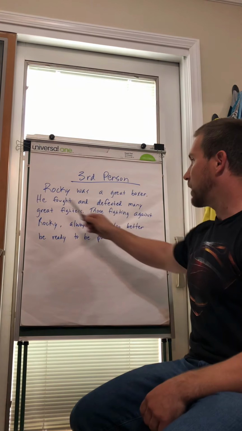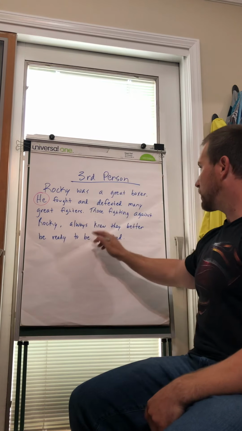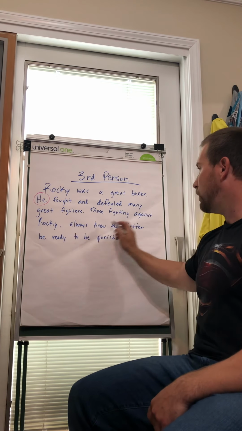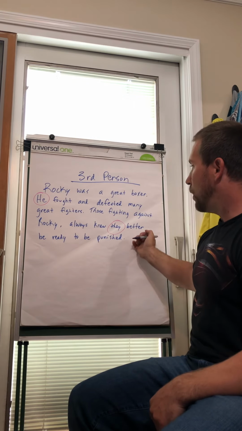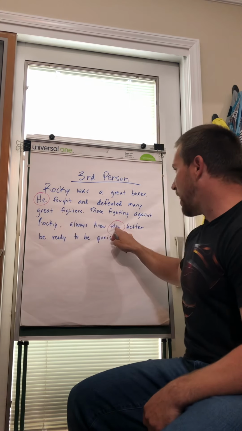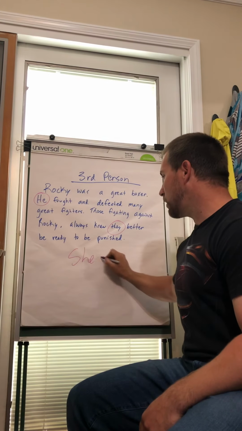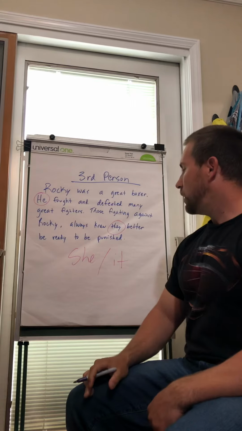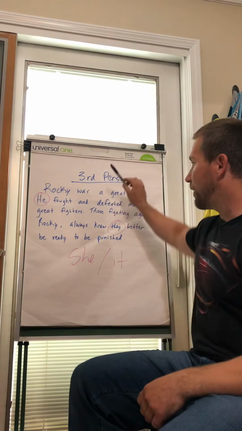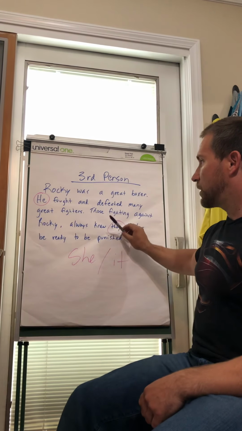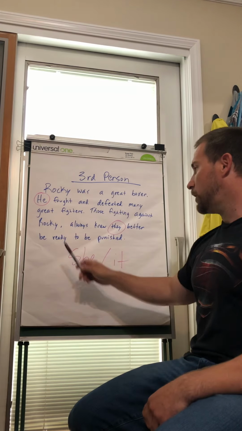Rocky was a great boxer. He fought and defeated many great fighters. Those fighting against Rocky always knew they better be ready to be punished. So we have the pronouns he and they. You're also going to see the pronouns she or it. The author is oftentimes the narrator in a third-person point of view passage. They're talking about another character in the past tense using the pronouns he, she, it, or they.